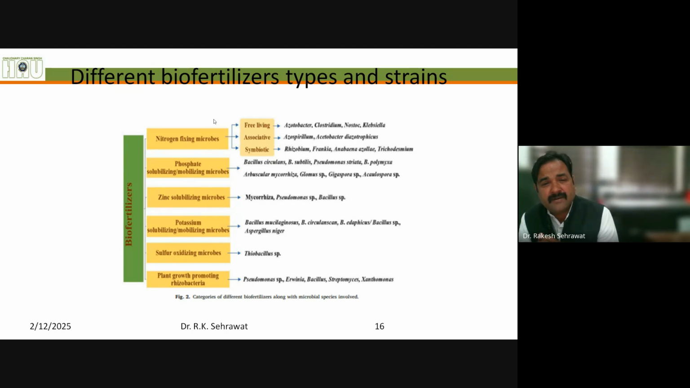Then phosphate solubilizing, a number of Bacillus, or you can say endospore forming bacteria, are there in the phosphate solubilizing group: Bacillus circulans, subtilis, then Pseudomonas striata, Pseudomonas fluorescens is also there, recently developed by the Rhizobacter industry.